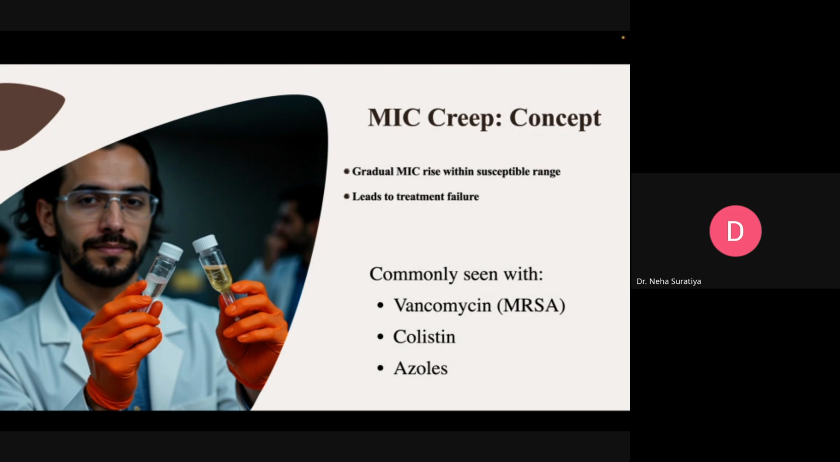So you can see here the very first bullet point, gradual MIC rise within the susceptible range. But you must be knowing, even if your fellow colleague is saying that this report is still suggesting susceptible to antibiotics, why are we not considering it? But if you have 2, 3 reports with you and gradually MIC is rising, it is the concept of MIC creep, and we cannot avoid this thing, right?